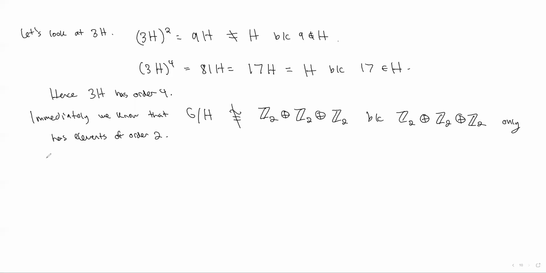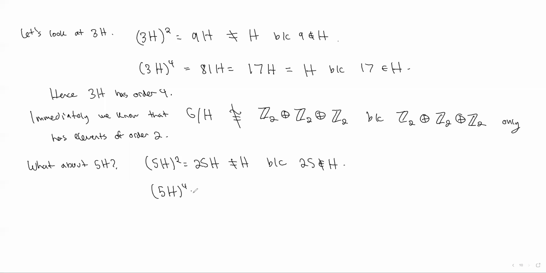Okay, now let's look at 5H. But we still don't know which one it is because there's still 2 options left. Okay, so what about 5H? 5H squared is 25H, which is not equal to H because 25 is not an element of H. What about 5H to the power of 4? So it should be 625H. What is 625 mod 32?